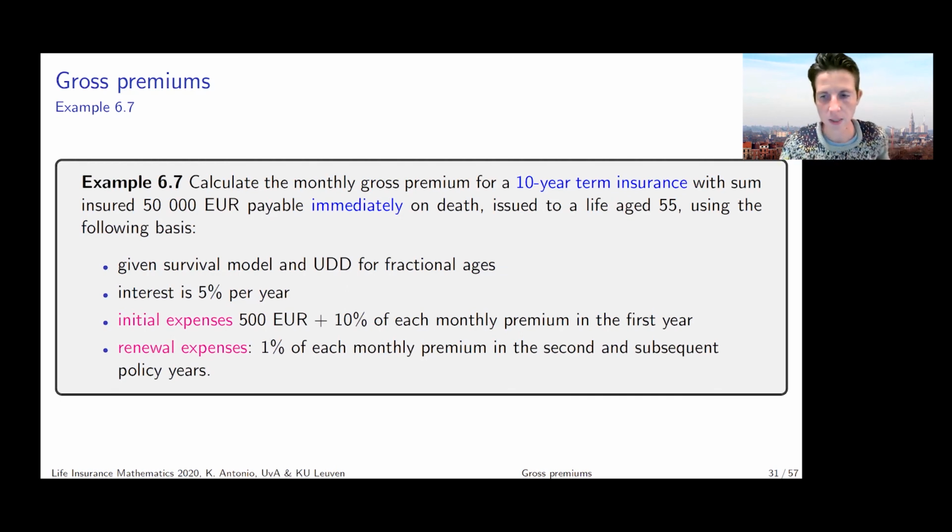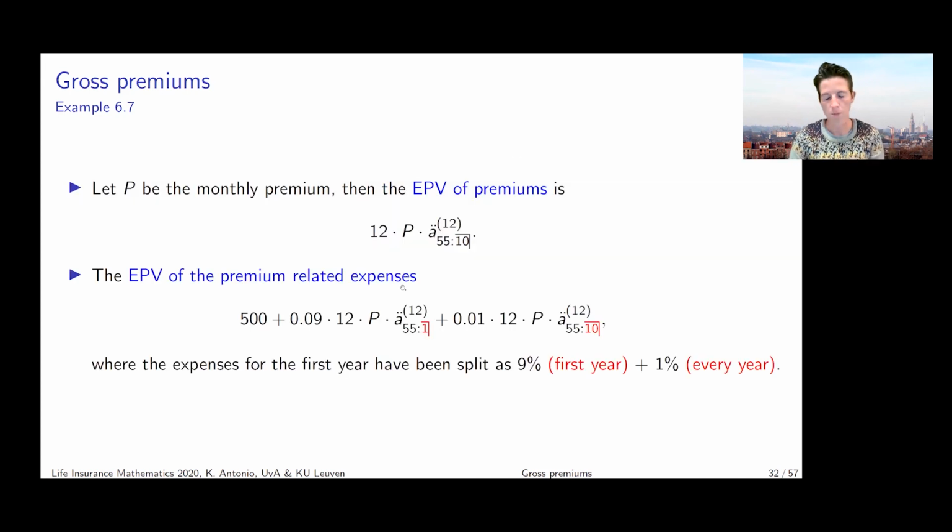So I'm going to split that again in a clever way. I'm going to say that that is 1% of each monthly premium everywhere. And temporarily, in the first year, I need to charge an additional 9% of every monthly premium. So that's how I put it together over here. If I look at each monthly premium and 1% of that, that means in total 1% of 12 times P over the whole year. And I need to value this using a monthly life annuity due with a term of 10 years.